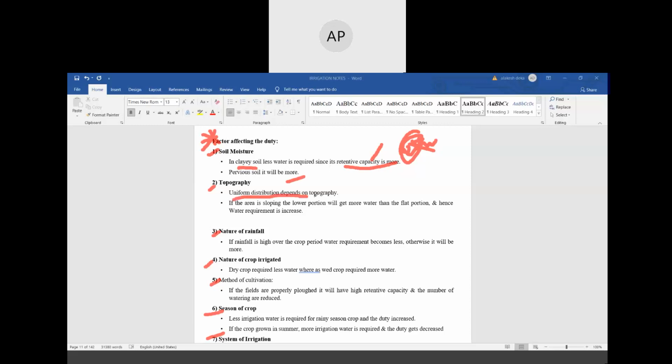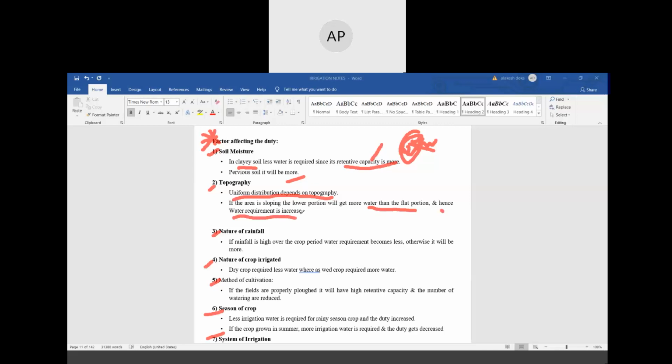Topography. Uniform distribution depends on topography. So duty is generally affected by the topography. If there is a slope, then we have to apply more water than on a flat portion, isn't it? As the water requirement increases.